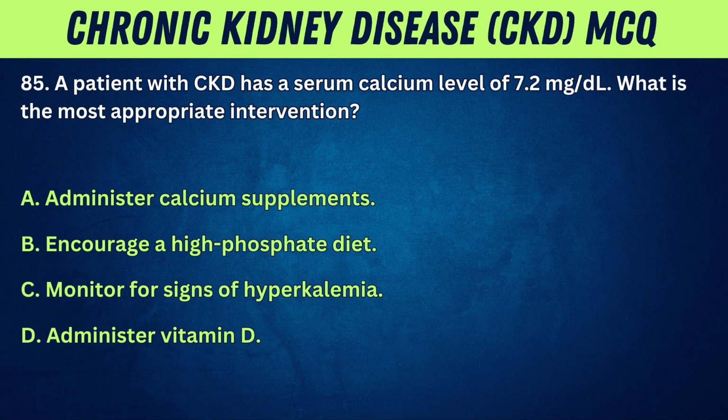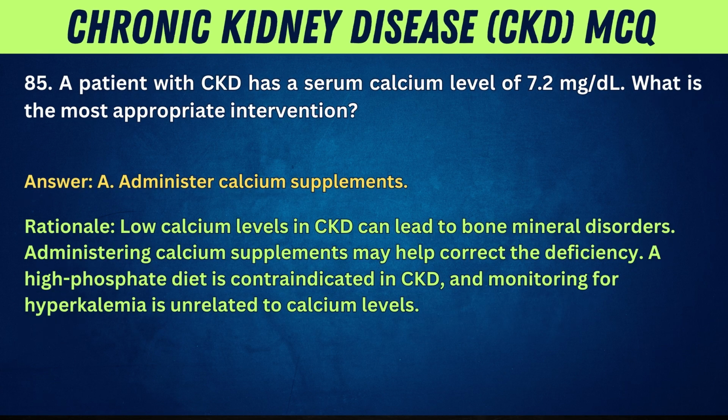85. A patient with CKD has a serum calcium level of 7.2 milligrams per deciliter. What is the most appropriate intervention? A. Administer calcium supplements. B. Encourage a high-phosphate diet. C. Monitor for signs of hyperkalemia. D. Administer vitamin D. Answer: A.